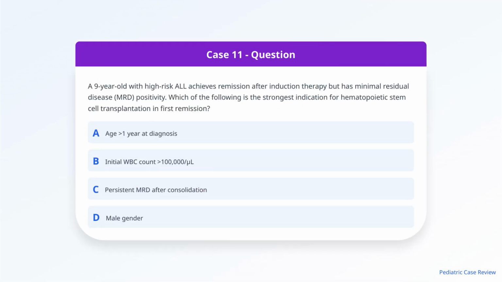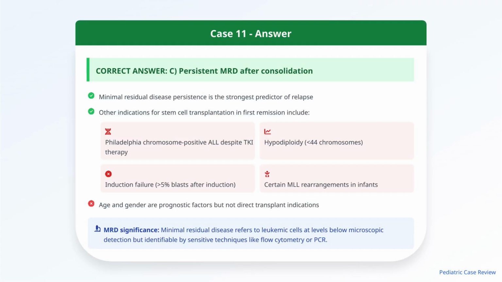For our 11th case, a 9-year-old with high-risk acute lymphoblastic leukemia achieves remission after induction therapy but has minimal residual disease positivity. Which of the following is the strongest indication for hematopoietic stem cell transplantation in first remission? A. Age greater than 1 year at diagnosis. B. Initial white blood cell count greater than 100,000 per microliter. C. Persistent minimal residual disease after consolidation. D. Male gender. The correct answer is C.